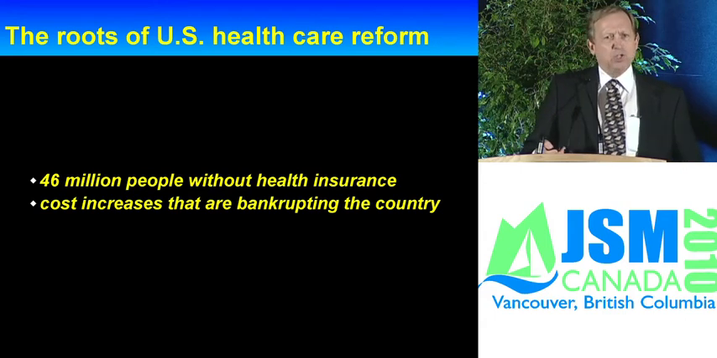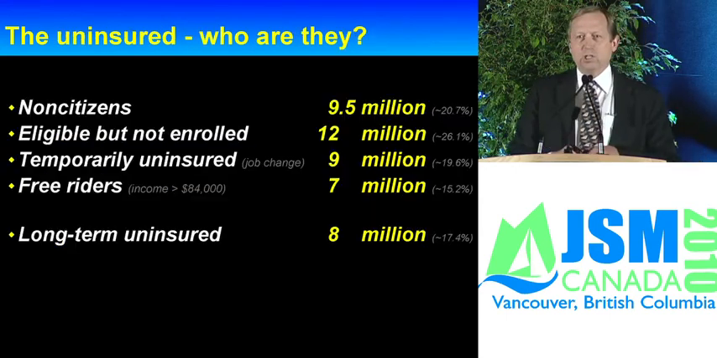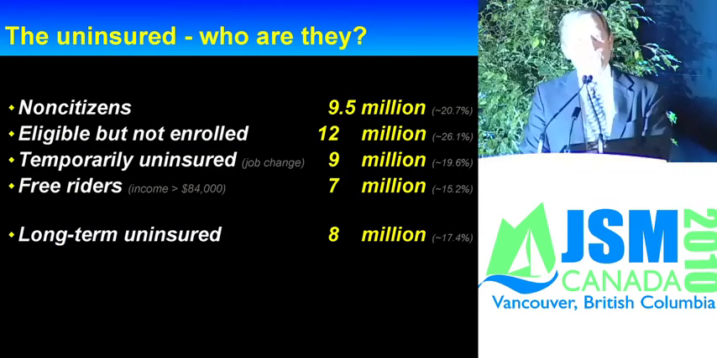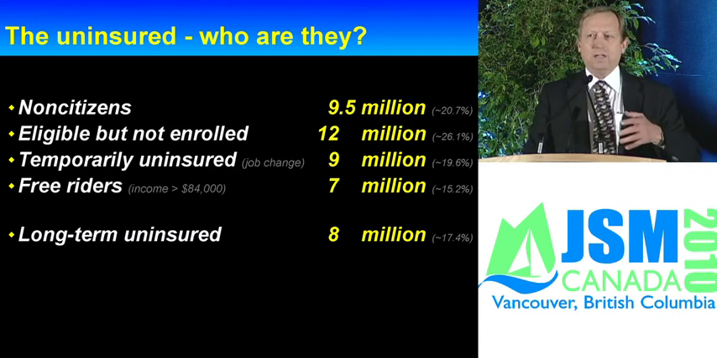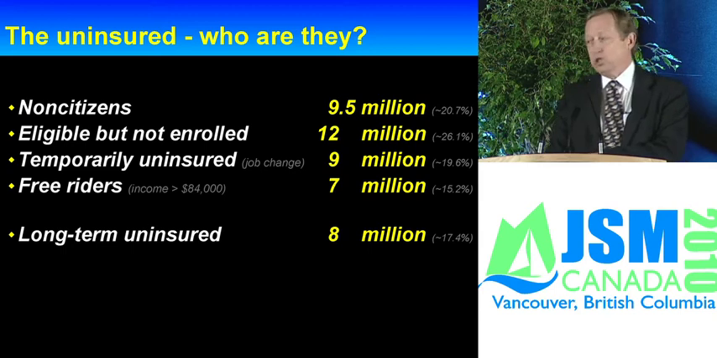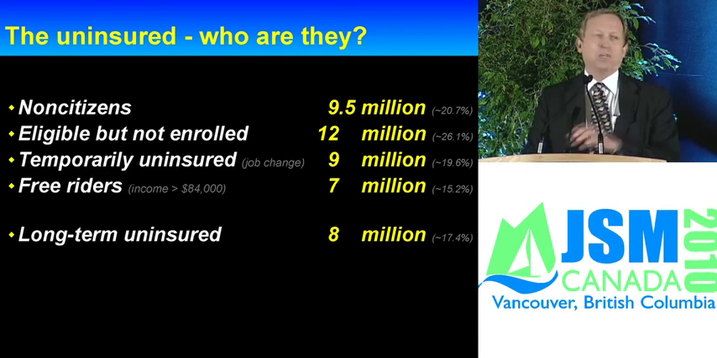Most of you probably haven't seen a breakout of the actual sources of the uninsured. This is just to give you a sense of it. About 21%, 9.5 million of those people are technically illegal workers. It's the immigration problem. About 12 million, the single largest contingent, about 26% of the total, are eligible for current federal programs but choose not to enroll.